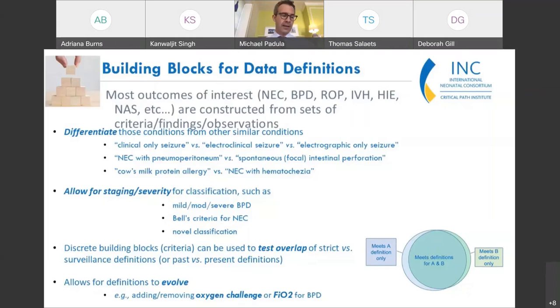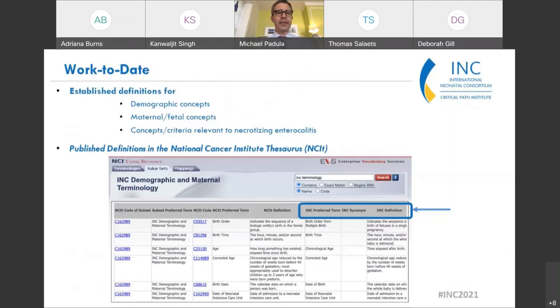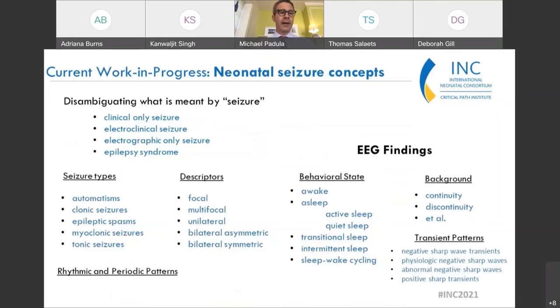So along those lines, I think it's potentially useful. Our work to date has involved definitions for demographics and maternal and fetal concepts, as well as a number of conditions relating to necrotizing enterocolitis that we've worked through. As Thomas mentioned, we also published this with the aid of our friends at the Enterprise Vocabulary Services in the NCI Thesaurus. There are a couple of different views if you go to the website, but a lot of them are available with the definitions.